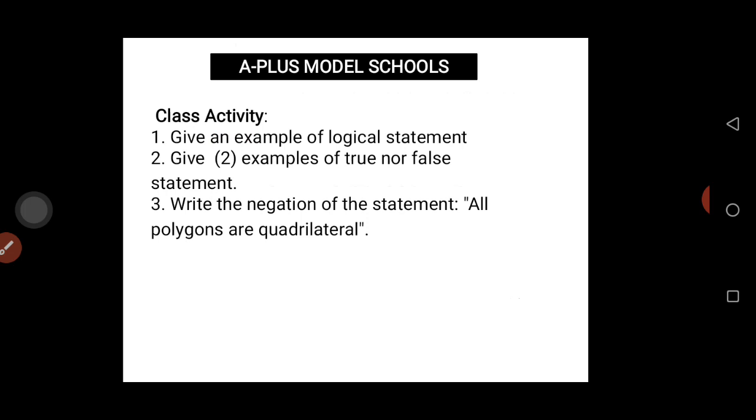So number one, give an example of a logical statement, which is what we have explained on the second page. Give two examples of true or false statements. Write the negation of the statement: all polygons are quadrilaterals. You can see, very simple.